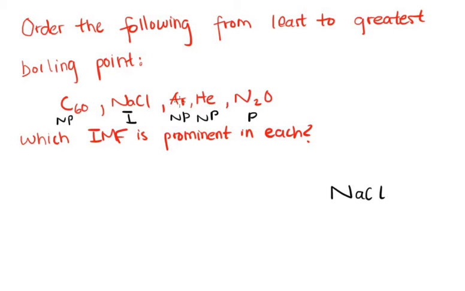Argon and helium, both are nonpolar, so both of them only experience London dispersion forces, and so they have probably the lowest intermolecular forces. Now, to separate these two, we have to look at molar mass. Helium has a much lower molar mass than argon, so helium has the lowest intermolecular force. Next, we can probably put argon. Dinitrogen monoxide is polar, so it experiences dipole-dipole forces plus London dispersion forces.